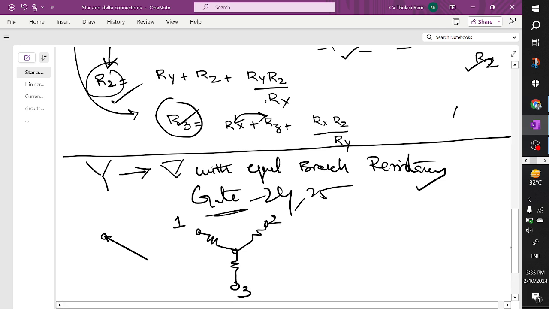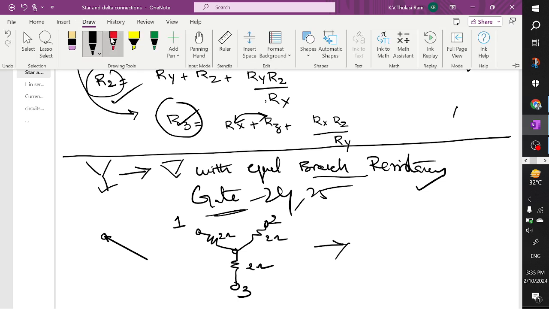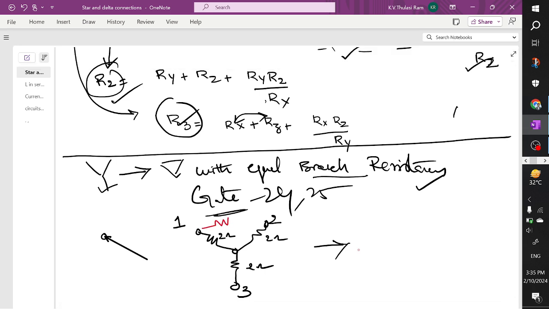So we need to convert this. The given values are 2 ohm, 2 ohm, 2 ohm. You can see here the given is a star network with equal branch resistance. So we need to convert this into delta. This conversion I'm going to draw with red color. So now I require these red color values, which are required in delta form. That required delta I am drawing like this: 1, 2, 3, and draw this unknown resistance.